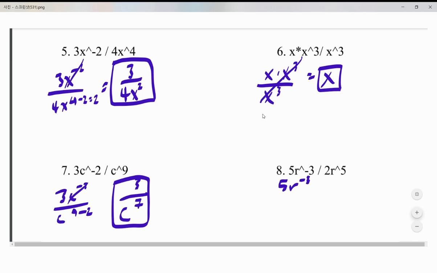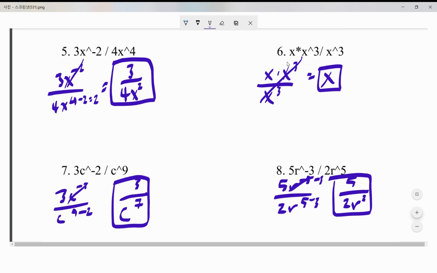Then 5r^-3 over 2r^5. What we can do here is cancel the -3 out here too. So it's 5 over 2r squared. Capiche?